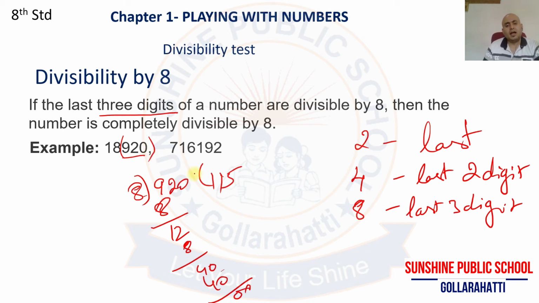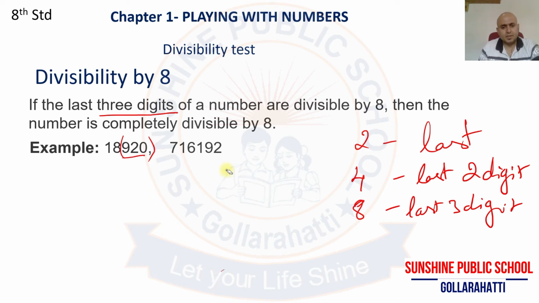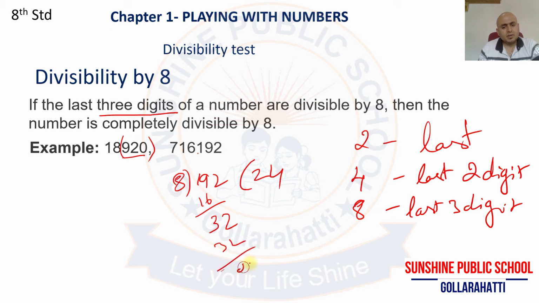In the same way, let us see one more example. Taking the last 3 digits, 192, and dividing by 8: 8 2s are 16, 19 minus 16 is 3, 3, 2, again 8 4s are 32. Yes, it is divisible by 8. That means this complete number, 7,16,000, is divisible by 8.